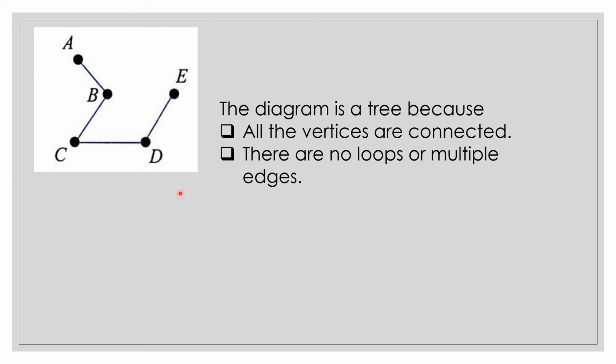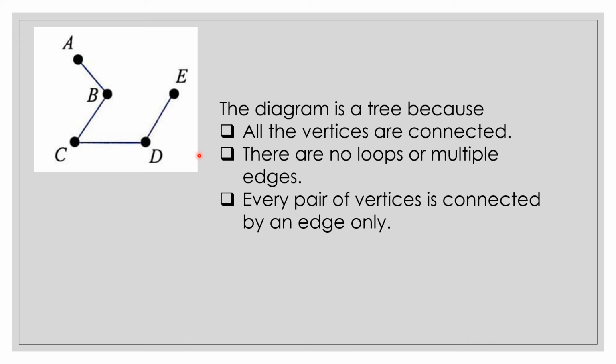It's simple. Every pair of vertices is connected by an edge. You can see that this pair is connected by one edge, this pair connected by an edge, this pair connected by an edge, and this pair connected by one edge only. There are 1, 2, 3, 4, 5 vertices. So 5 vertices must have 4 edges for a tree. 5 minus 1 equals 4.